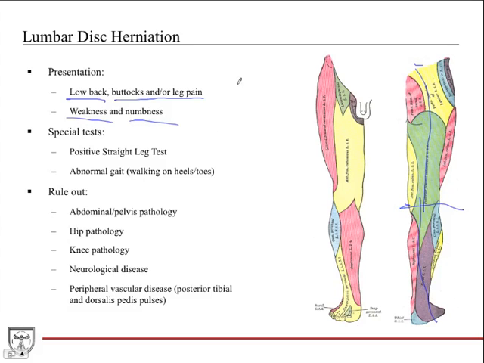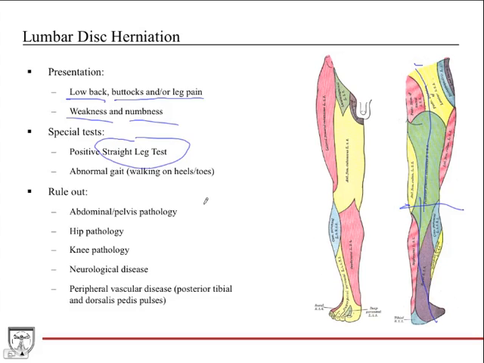Some special tests you can do to test for lumbar disc herniation is the straight leg test. That's where you have the patient lie down on the examination table, and you tell them to let you do all the work with lifting their leg, so they keep their knee fully extended. You pick their leg up by the heel of their foot, and you lift it straight up in the air, maintaining that extension. And if that reproduces their pain radiating down the leg, that's considered a positive straight leg test.